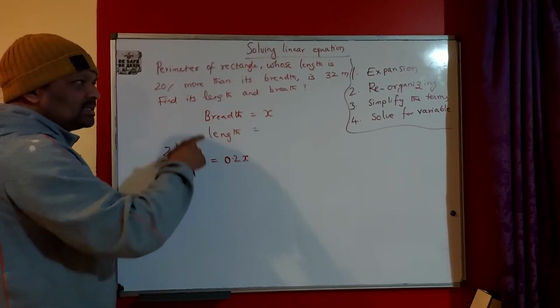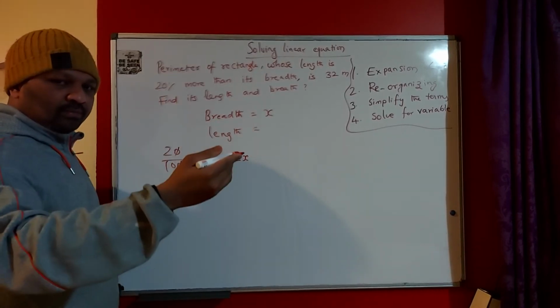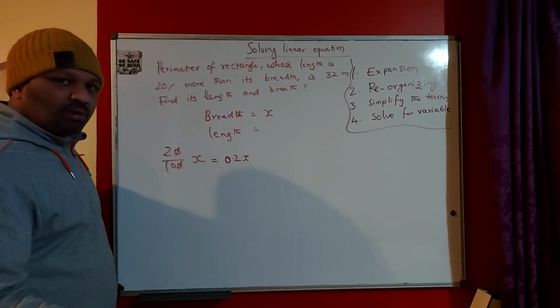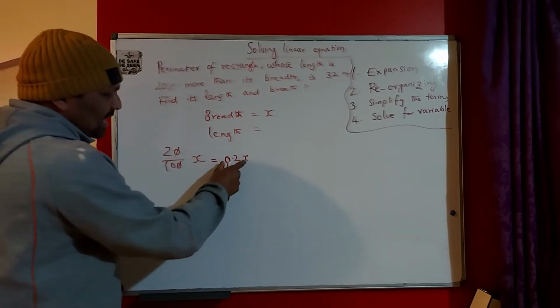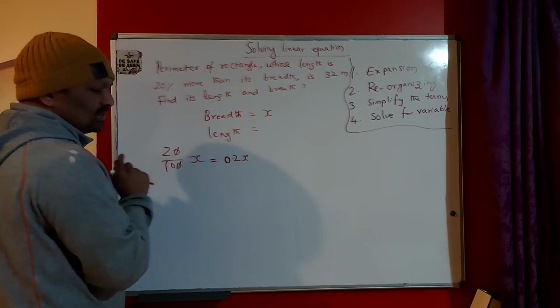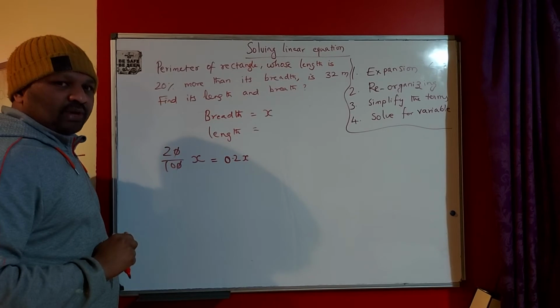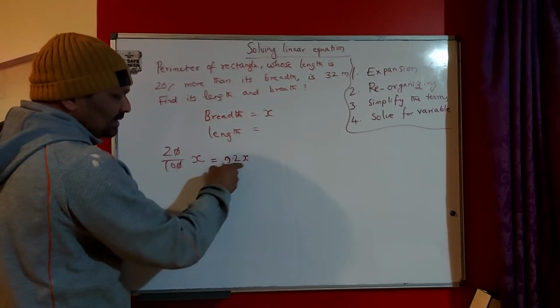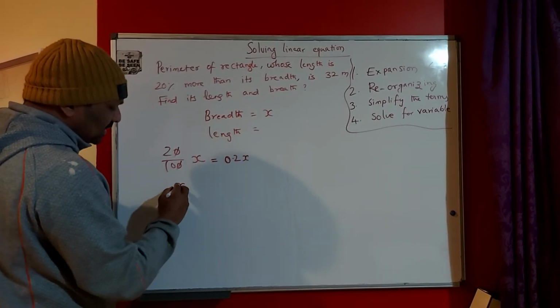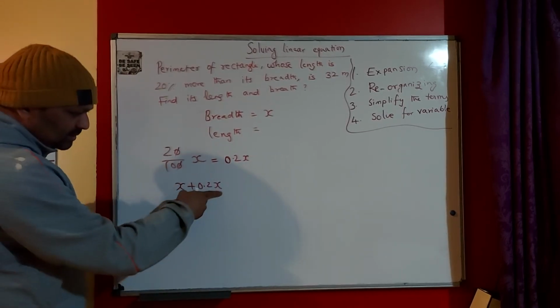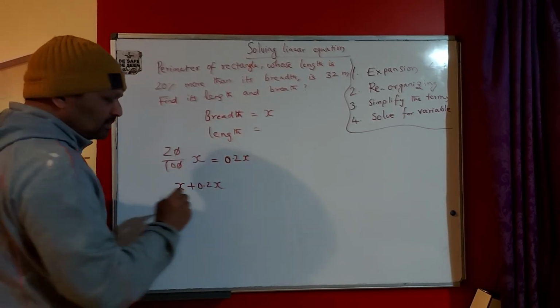I said length is 20% more. The breadth is already x. 20% more than of its breadth. If I add this one, this is 20% of x. If I add this one to breadth, how much would I get? So if I add this one to x, that is x plus 0.2x becomes 1.2x.